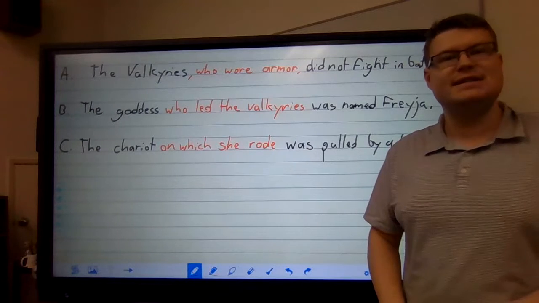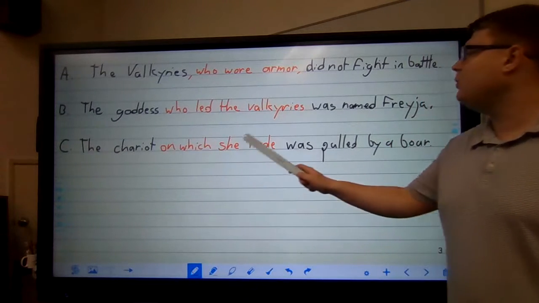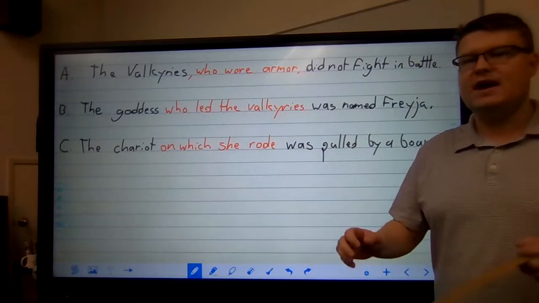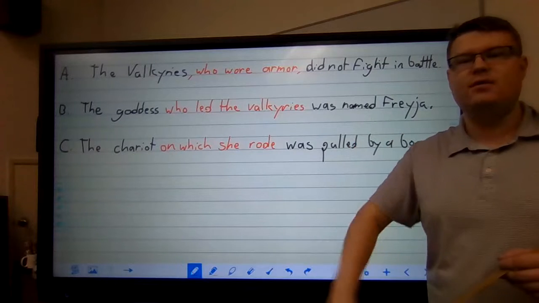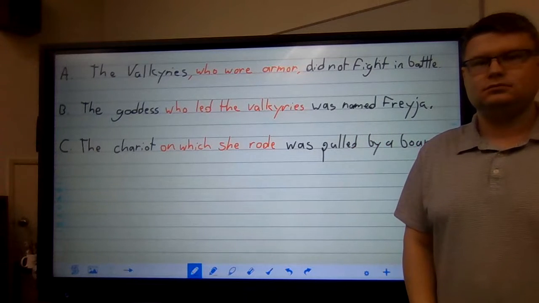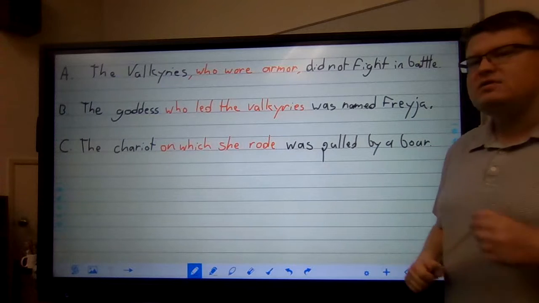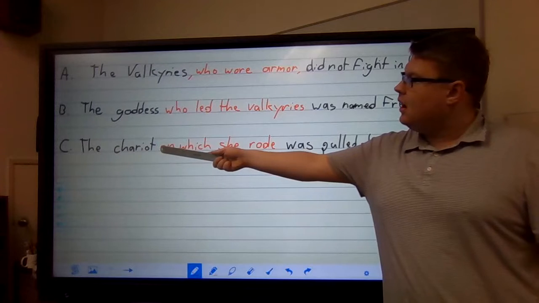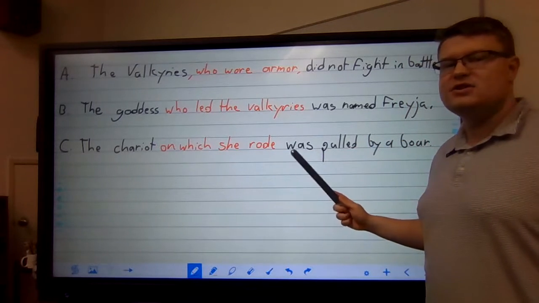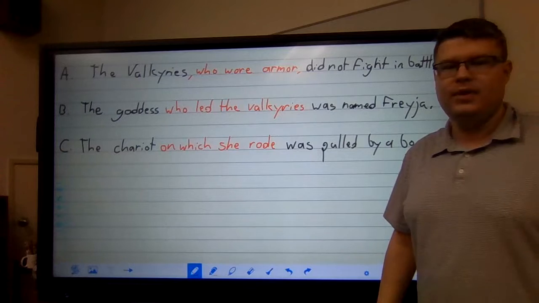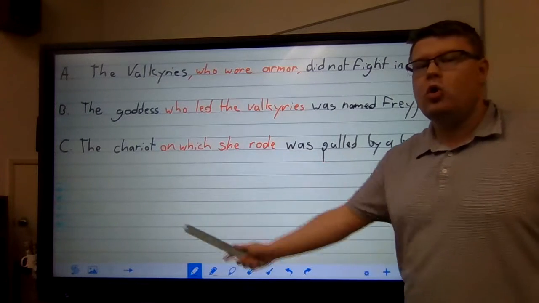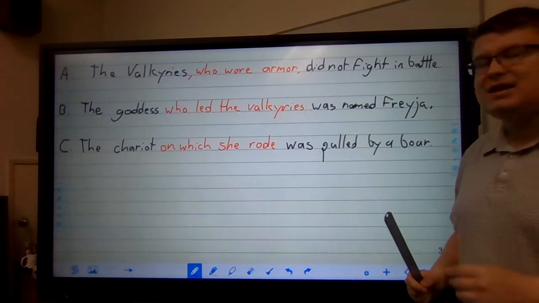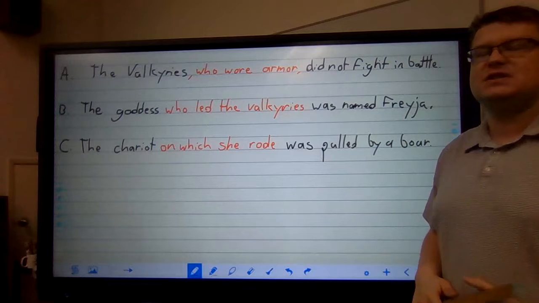Let's go to sentence C. The chariot on which she rode was pulled by a boar. Pause the video. Tell me whether this sentence has a restrictive or a non-restrictive clause. Hopefully you said that this is a restrictive clause. Why? If you look, there is no comma before the on, and there's no comma after the rode. It is not offset by commas, nor is the word chariot a proper noun. Therefore, it is a restrictive clause.